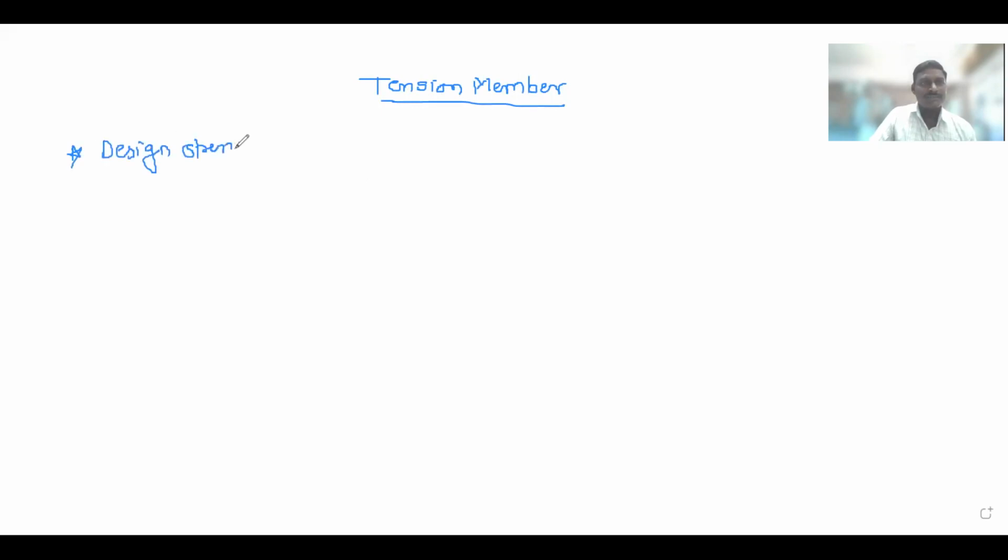Okay. So now we will see in detail how to calculate the strength. So you can write down now, tension member. Under this tension member, now we can calculate the design strength. So the design strength of the tension member. There are three design strengths of the tension member.